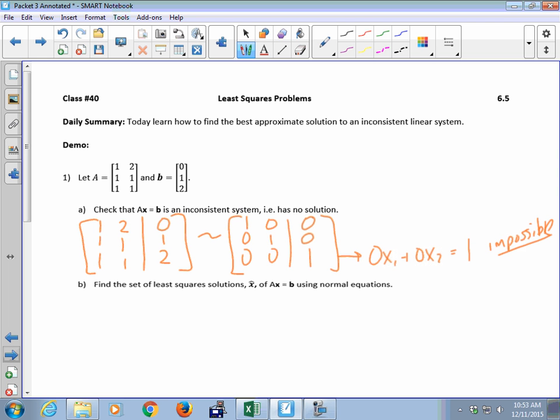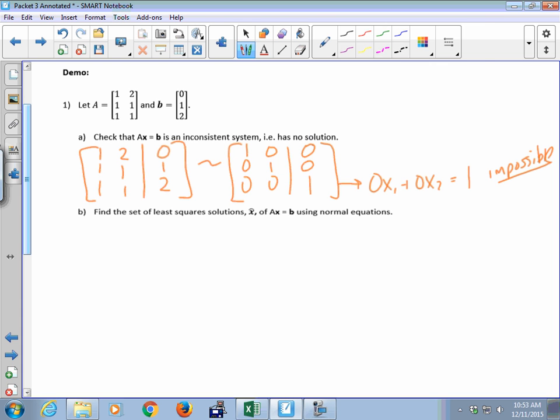It has no solutions. So rather than searching for a solution, I want to search for the least squares solution. I want to find the x hat that makes Ax as close to b as possible. And I'm going to use the normal equations. Okay, so I'm just going to write down the normal equations here. That says A transpose A x equals A transpose b.